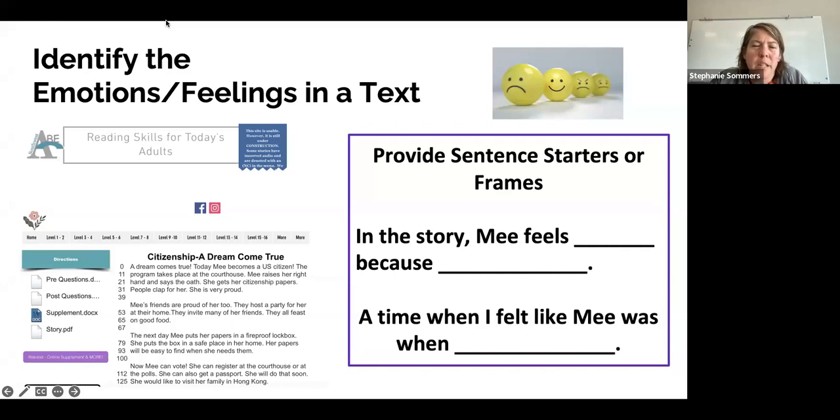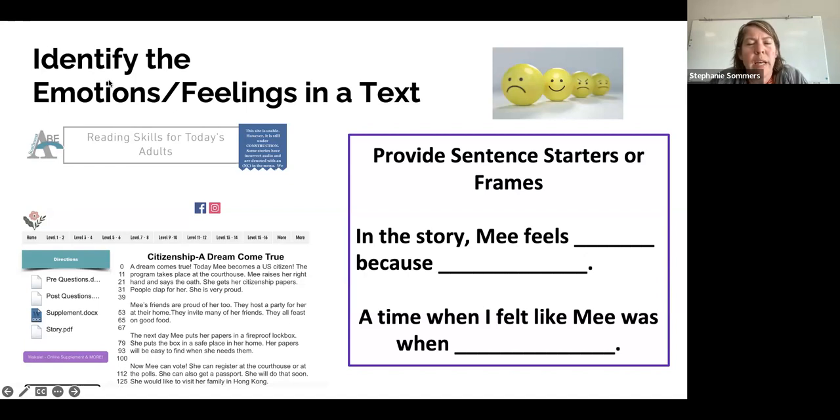How is Me feeling? You might even be able to guess from the title, which is Citizenship, a Dream Come True. How would one of our students feel? Yes. In the story, Me feels proud. Thanks, Heather. Why is she proud? She is proud because she feels happy and proud. Yes. In the story, Me feels happy and proud. Why? Because she was successful. She feels successful. Maybe she feels successful.